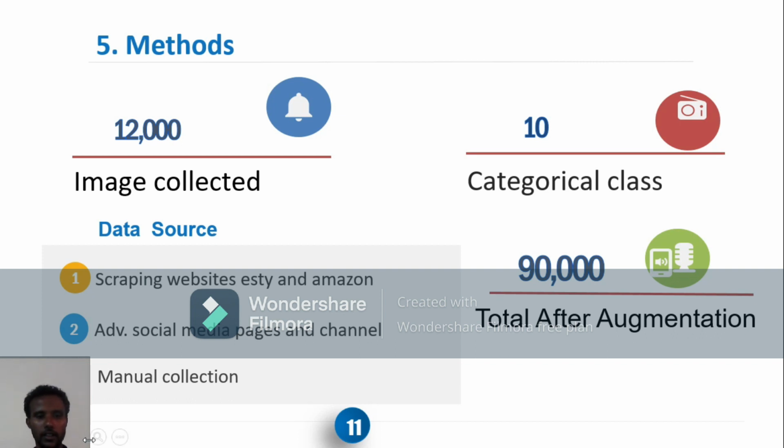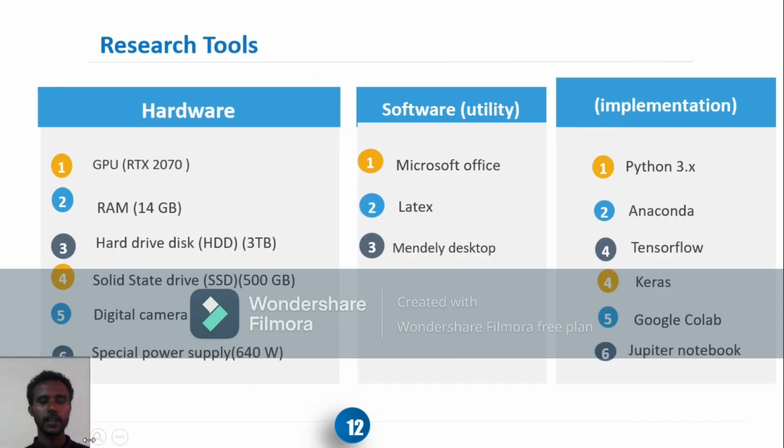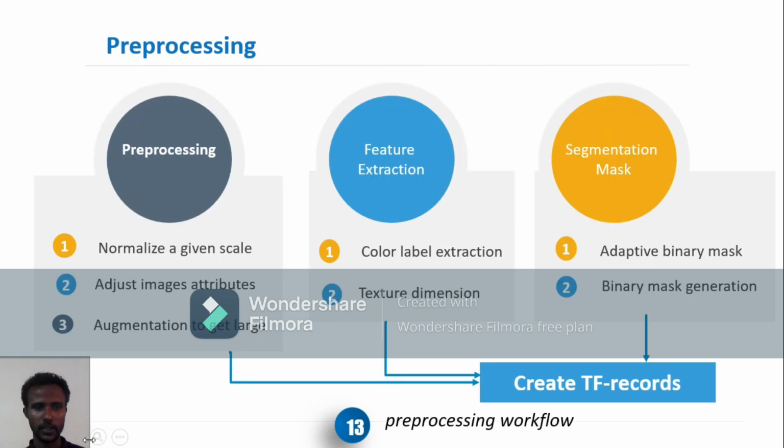Actually, I got permission from them. I also used advertising websites such as social media and Telegram channels, and manual collection by going through closed centers. For the research, I use GPU and other software utilities. In order to process the images, first I use normalization, adjusting some image attributes. The second is color labeling and texture dimension manipulation. And the third is segmentation.